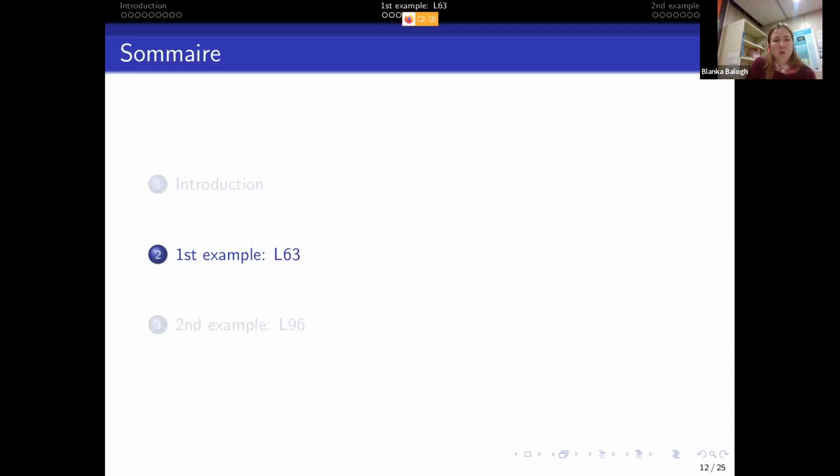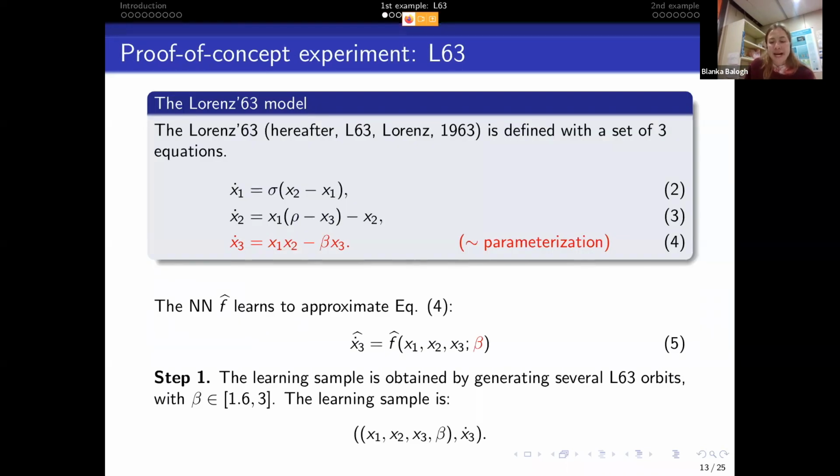In the following, I would like to illustrate this method using 2 examples, which are examples on toy models, on Lorenz toy models, which are the Lorenz 63 and the Lorenz 96 toy models. For the first example, I will focus on Lorenz 63. The system of Lorenz 63 is defined with a set of 3 differential equations. The state variable is X. There are 3 coordinates, and the system is also defined thanks to 3 parameters, which are sigma, rho, and beta.